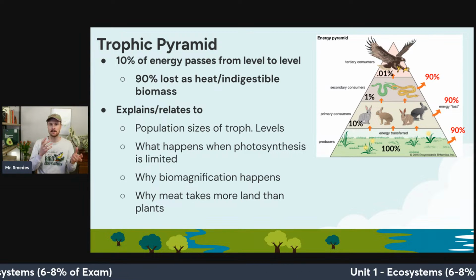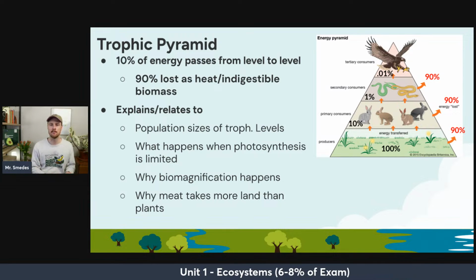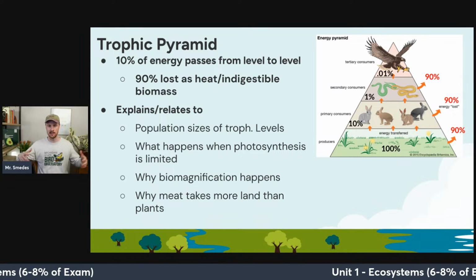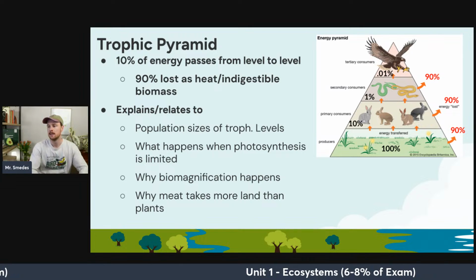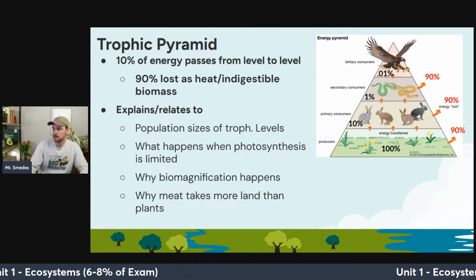And biomass, space, and energy have a kind of, it's not a linear relationship, but it's proportional, right? To have 1,000 times as much plant energy as eagle energy, you need a big amount of space. So there's your answer for why this can be such an important concept.